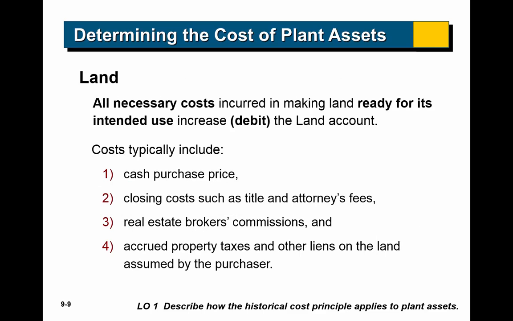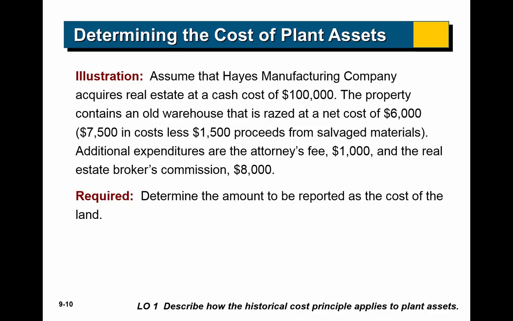All right, so how do we come up with the cost of land? Well, of course, the cash purchase price, any closing costs or title or attorney's fees, any real estate broker's commissions, and then any accrued property taxes or other liens on the land assumed by the purchaser. So anything that is the cost of getting the land and making it ready for use is what we're going to total up in our total land cost.